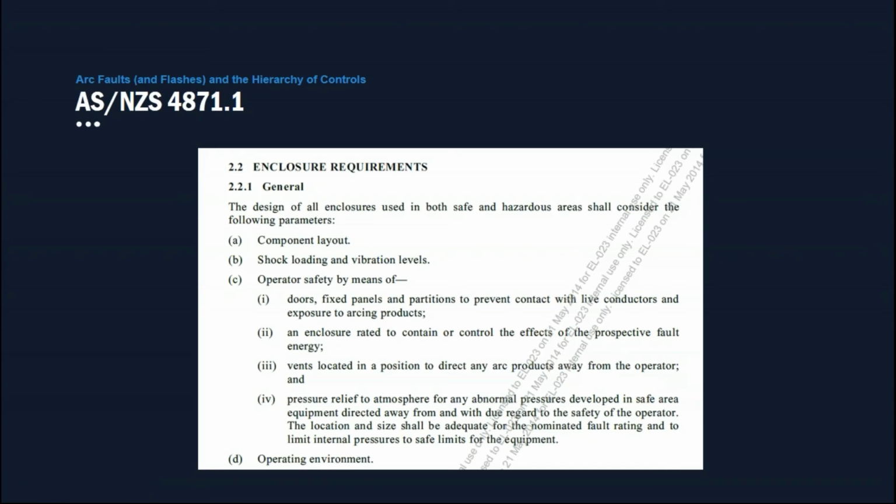So 4871 is actually the standard for portable, well, mobile and relocatable electrical equipment, be that underground or on the surface. So once again, I would say if you're on the surface, it's quite okay to direct the arc products away from the operator. If you are putting that underground, I suggest you need to think about where those arc products go as soon as they exit the enclosure.